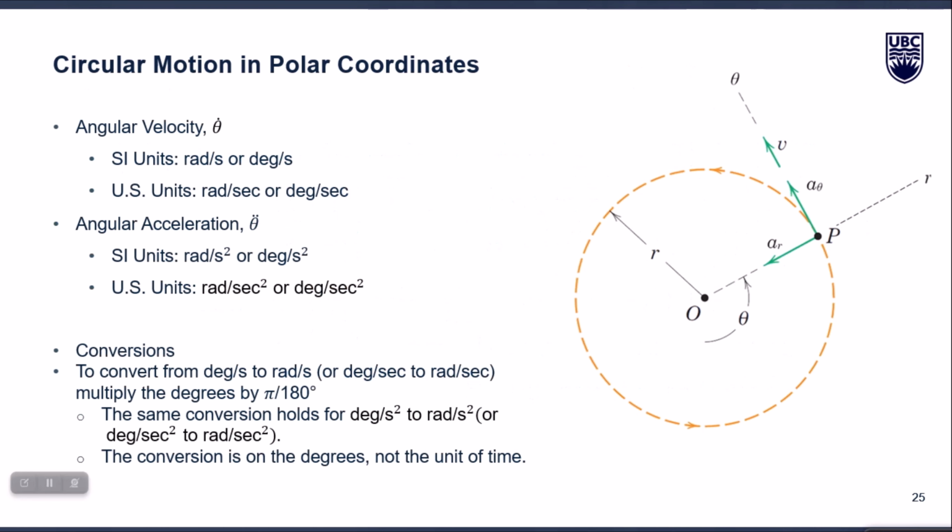One more thing is that in the polar coordinate system, you are seeing that the terms theta dot and theta double dot appear in both of the acceleration components. Theta dot is angular velocity, theta double dot is angular acceleration, and their units are radian per second and radian per second square respectively. We have seen in the last session also how we can convert degrees to radians and radians to degrees, right?